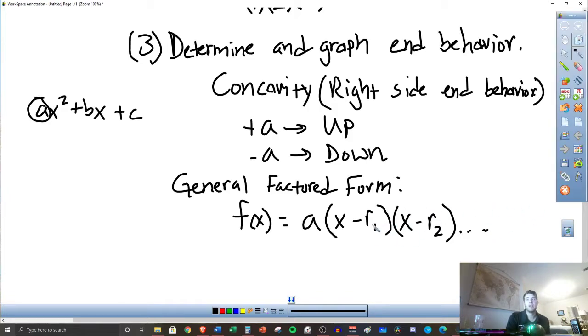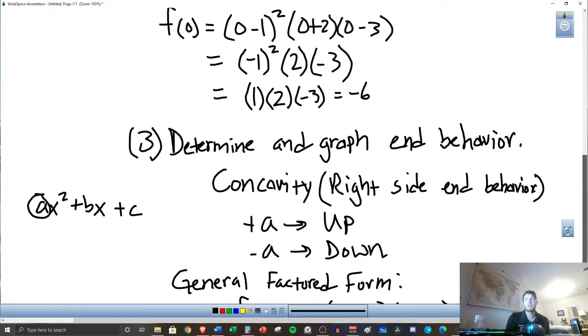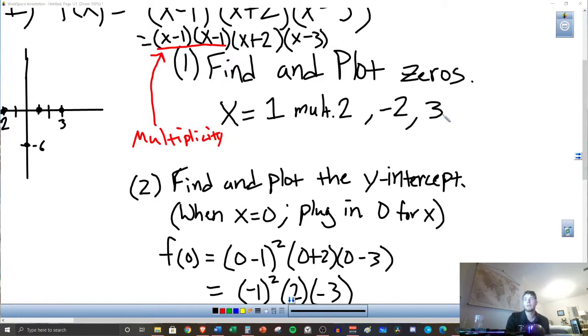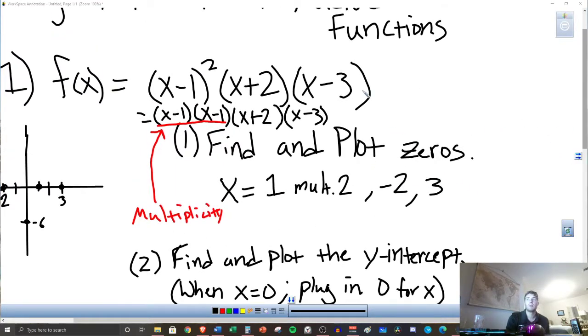So these are the factors, r1, r2, those are the roots or the x-intercepts, right? So that's what we found right here, 1, -2, and 3. We got those from these and we changed their signs. And then we look at our function. What is the a value up here? That's the question. So what is our function's a value? I'm going to pause and you're going to answer that question.